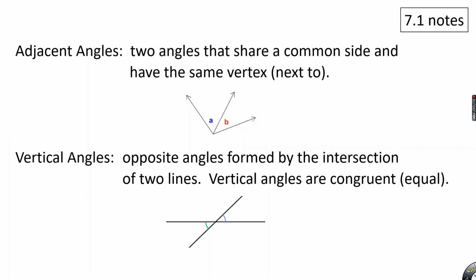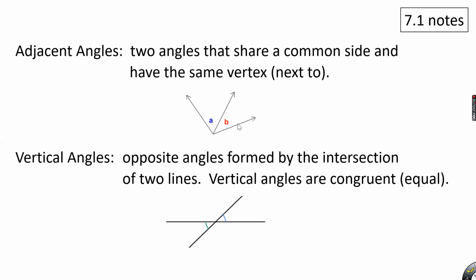So today for 7.1, we're actually moving into the topic that I wanted to cover, which is adjacent and vertical angles. On the screen, I've got the definition of those two up. So adjacent angles are two angles that share a common side and have the same vertex. They're next to each other. We talked about this yesterday when we were comparing Indiana and Ohio. Indiana and Ohio are adjacent to each other because they share the same side.